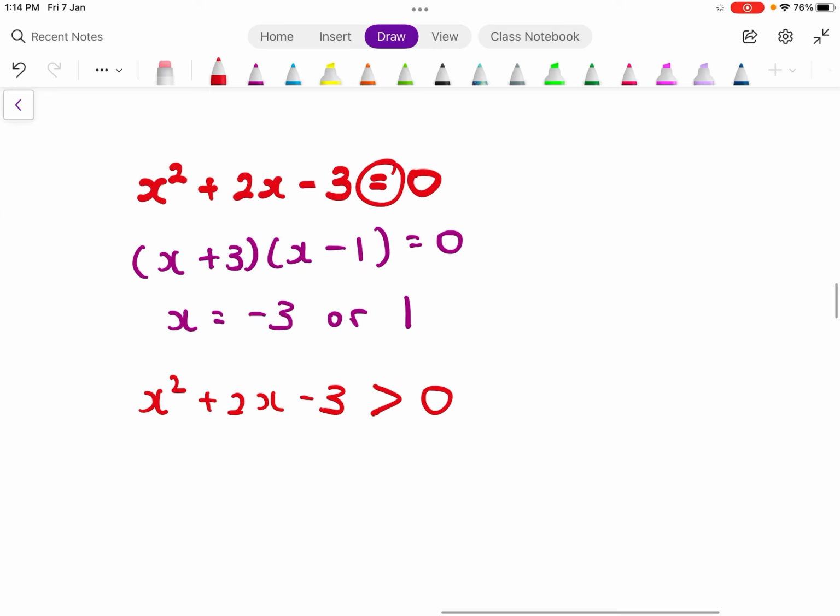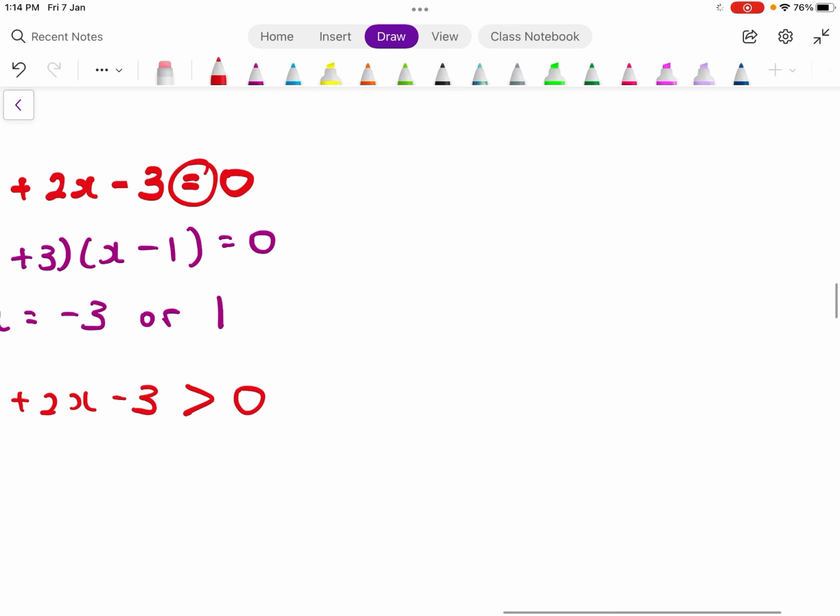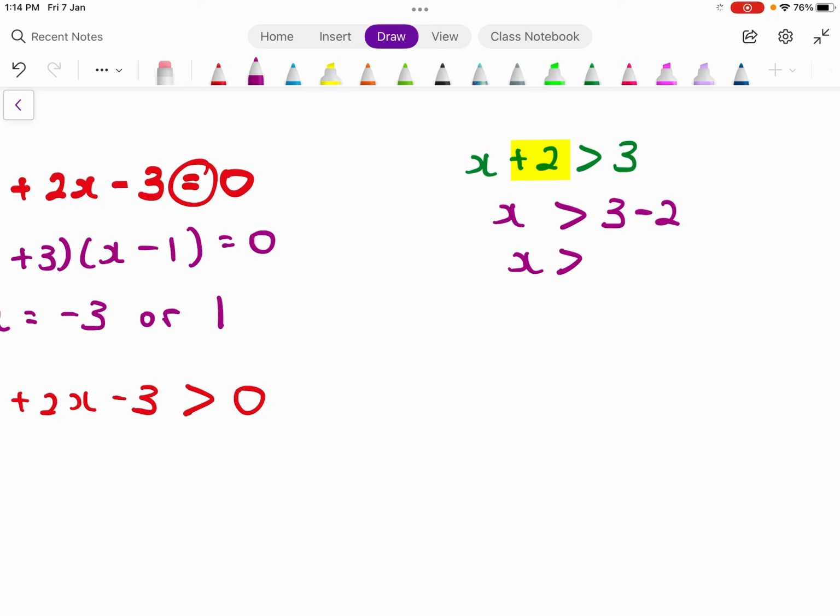Of course, we only learned how to solve a linear inequality. What do I mean by linear? Linear means something like this: x plus 2 more than 3, right? How I solve this, I just move the plus 2 to the right hand side. So it's x more than 3. When you move the 2 to the right hand side, it becomes minus 2. So x is more than 1. Notice that my x here is just x to the power of 1. It's not x to the power of 2 or 3, right?